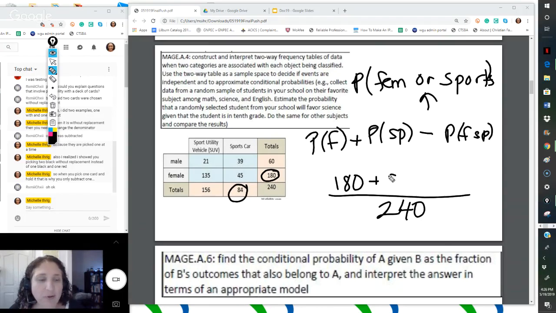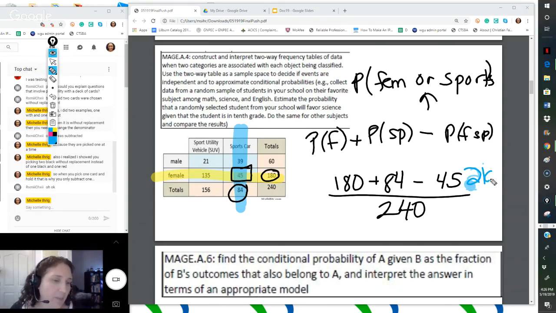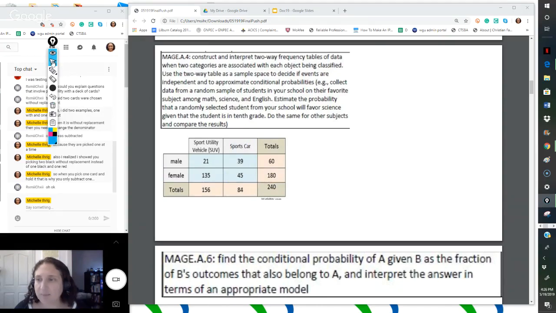So I've got 180 total females. I've got 84 people who drive sports cars, and I'm going to subtract 45 because this 45 I counted twice. I counted it as female right here, and I counted it a second time for sports car. Because of that overlap, that's why I subtract it. 135. Hey, Google, what's 135 plus 84? The answer is 219. So then my answer will be 219 divided by 240. And then the decimal, if you need that, you get by doing the numerator divided by the denominator. Okay, I want to keep moving on. Let's go to the next one.